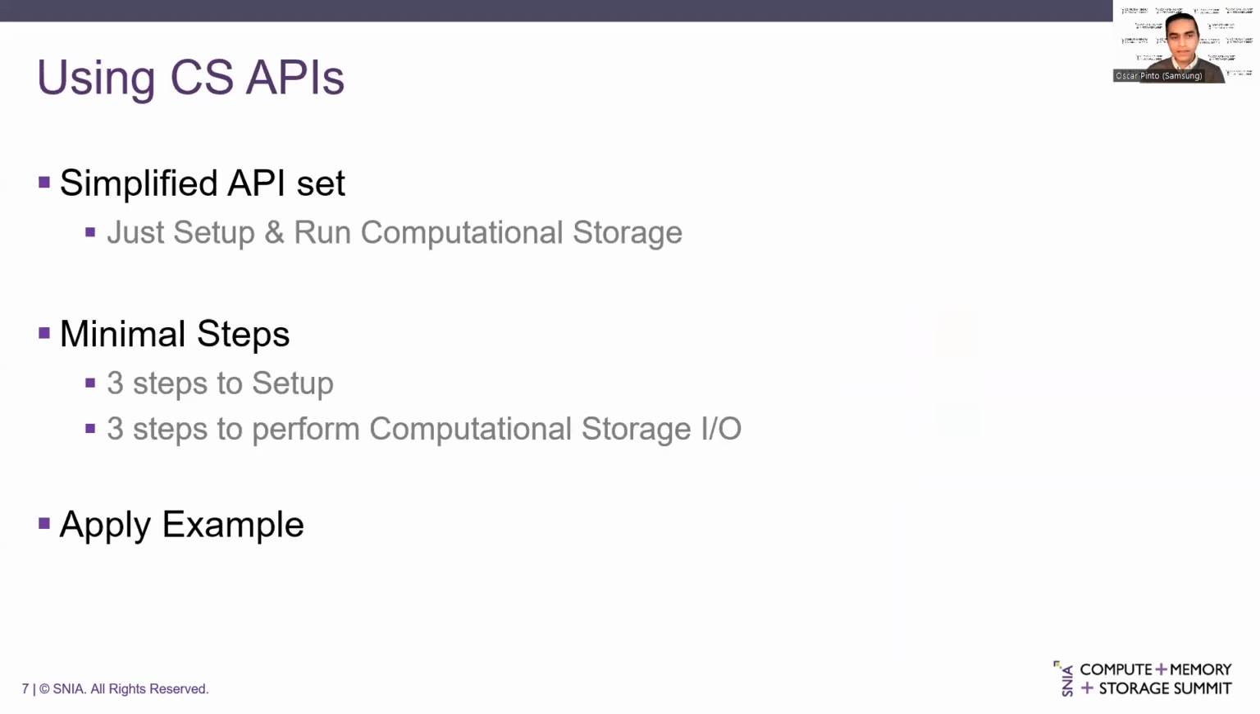The APIs have two sets of steps to run. The first one is your setup, and the second one is basically running your computational storage IOs. So 3 steps for setup, 3 steps for IOs. So very minimal steps, and we'll apply these 6 steps for this example that we just talked about.